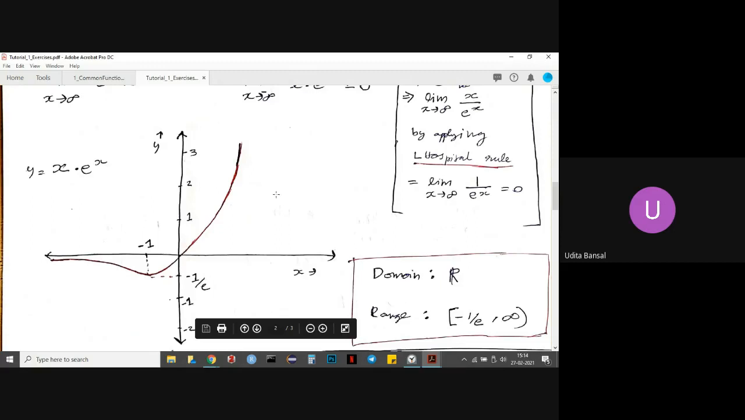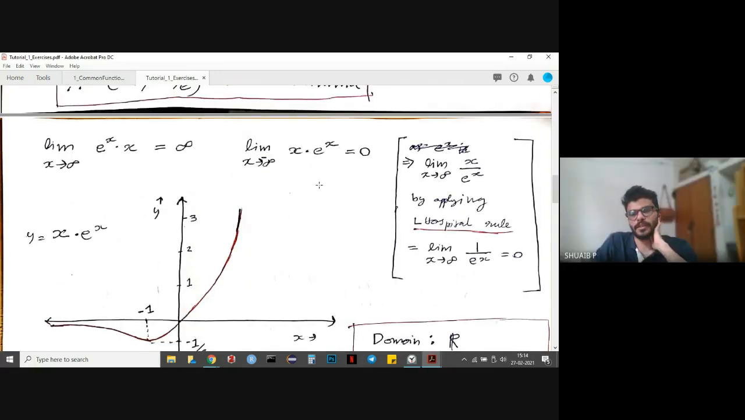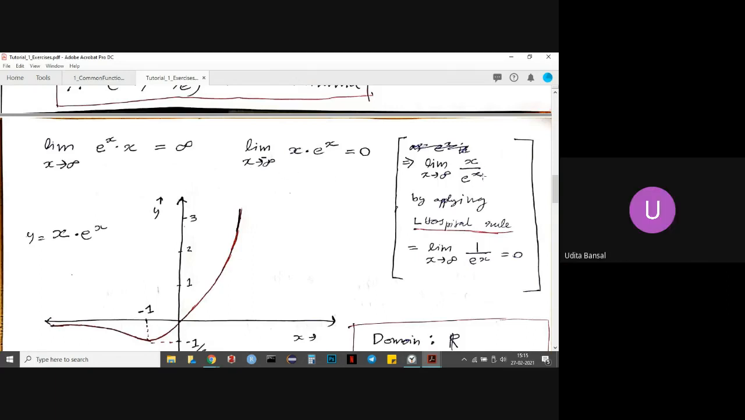Sorry, so how did you come to x upon e raised to power x? Yeah, so e raised to minus infinity will be 1 by e raised to infinity. So we can say x into e raised to x as x tends to minus infinity will be same as x by e raised to x as x tends to infinity. Okay. And why do we apply the L'Hospital rule here?